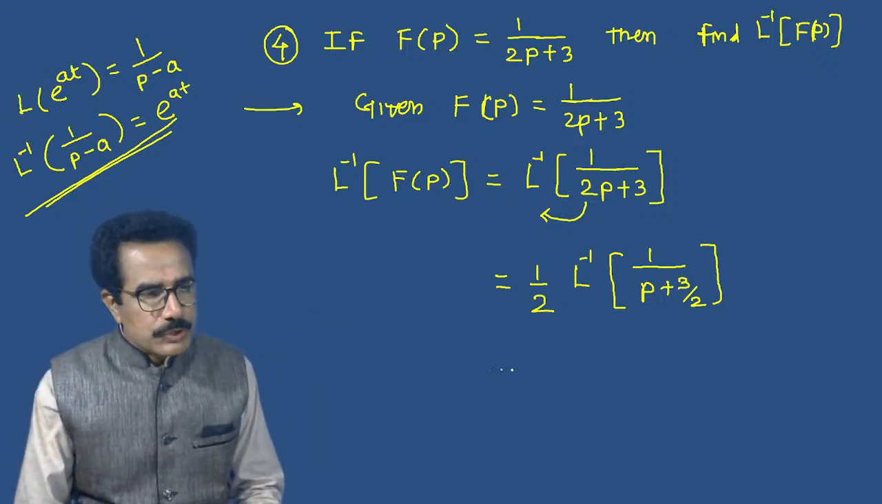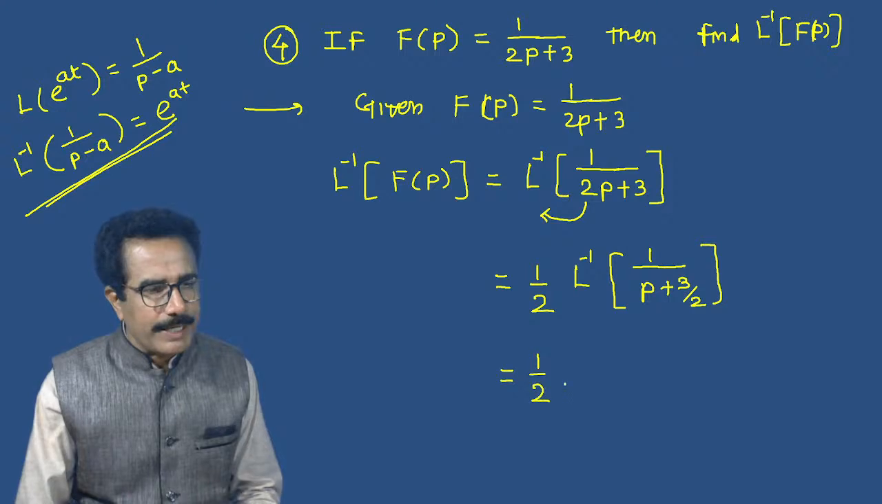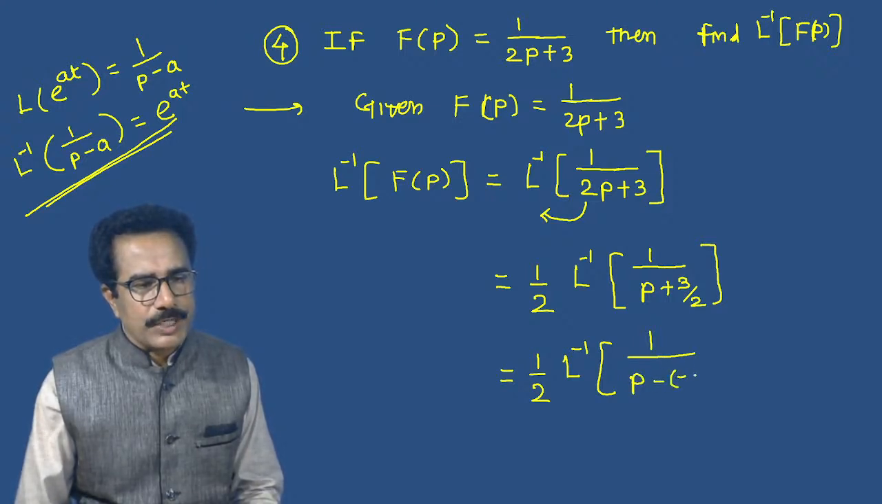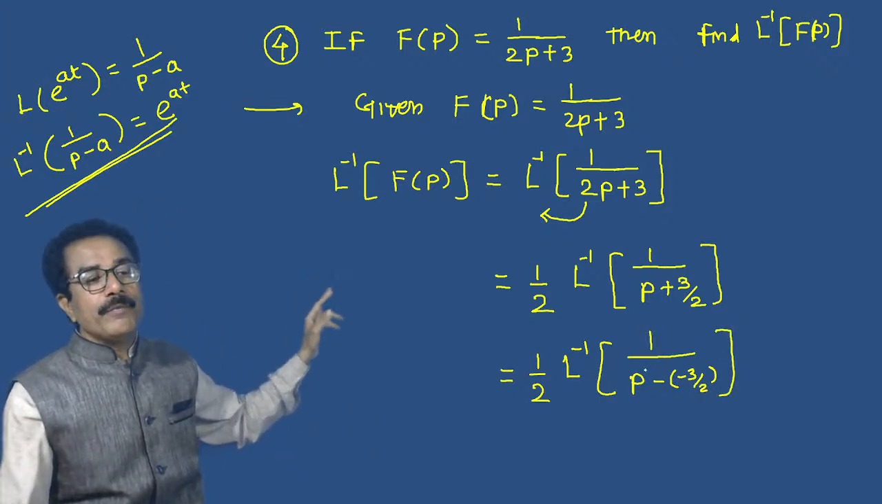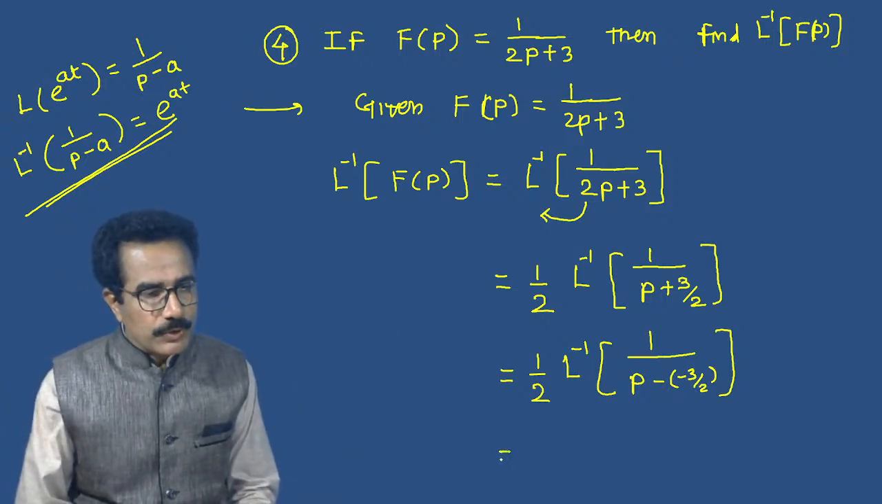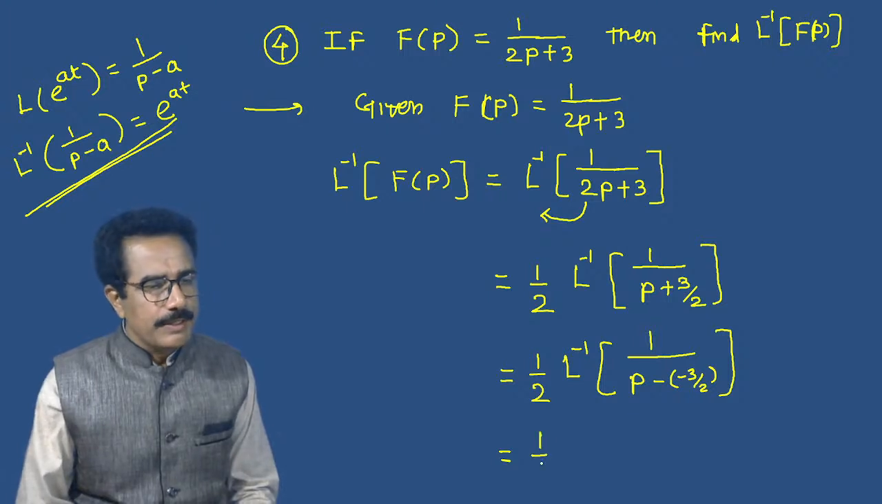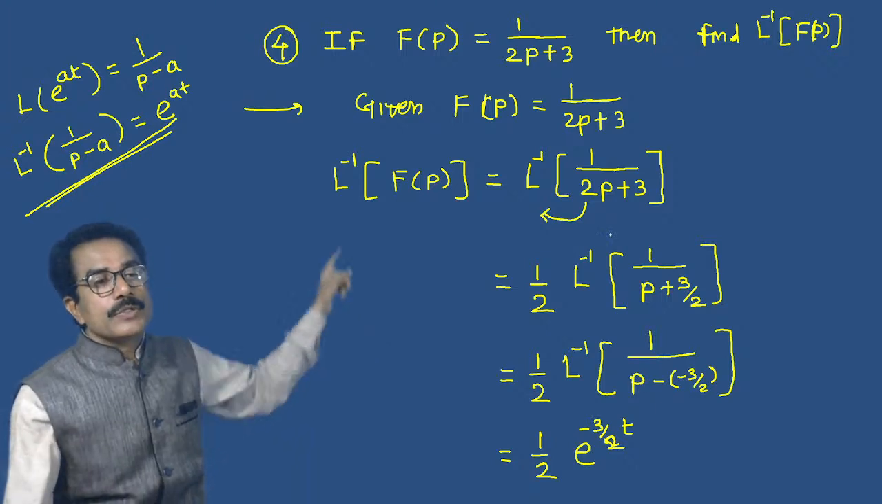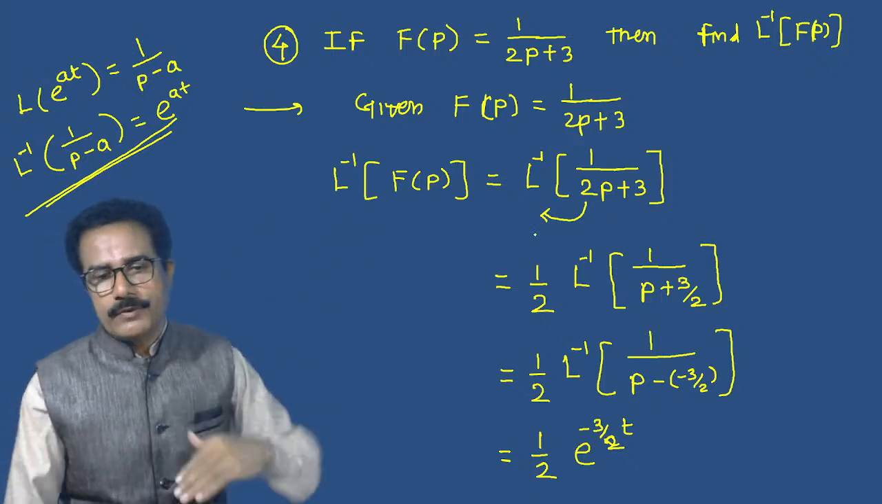So first of all I shall adjust this: 1 by 2 L inverse of 1 upon p minus 3 by 2, where a means minus 3 by 2. So the result is 1 by 2 e raised to minus 3 by 2 t. We need p here, so for 2p you have to take the common.